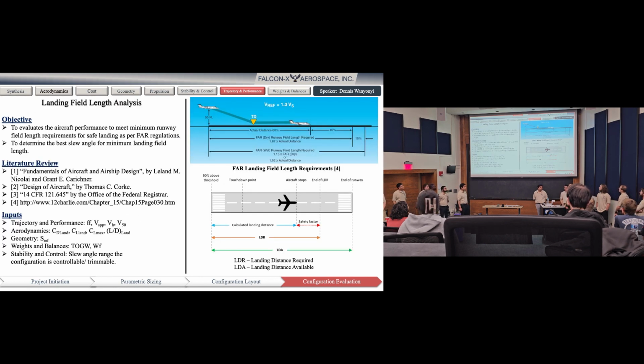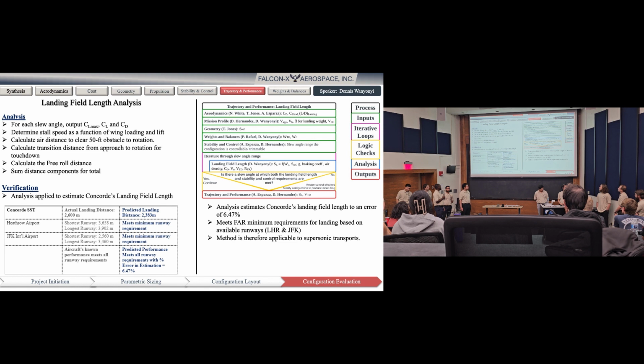On to landing analysis, which is another important parameter that FRR pays attention to. And this requires that our calculated distance be able to have enough distance to run within the available landing distance. Next slide, please. And with this, the method was verified using Concorde data to 6.47% error.